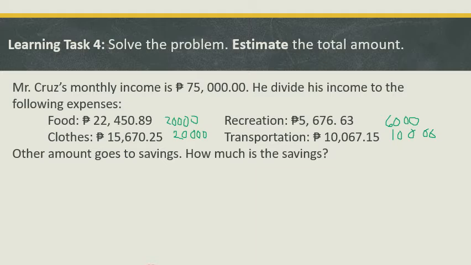Okay, then we will solve po. Paano isa-solve yun? Kukunin muna natin yung total amount ng food, clothes, recreation, and transportation. Then, isusubtract natin doon sa monthly income ni Mr. Cruz and then yung matitira mapupunta sa savings. So, add natin yung 20,000, then yung clothes ay 20,000, then yung recreation is 6,000, then yung transportation is 10,000.